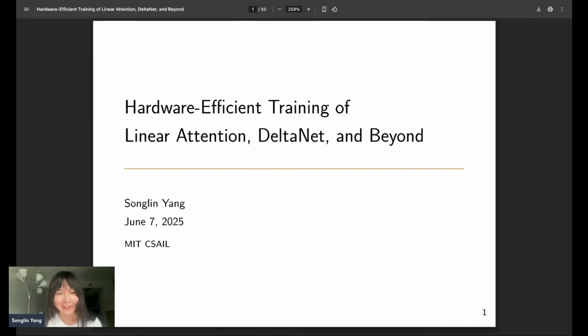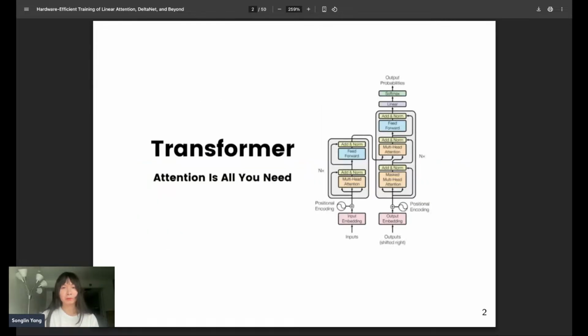Yeah, thank you for having me today. Today I'll be presenting hardware efficient training of linear attention, DeltaNet, and beyond. First off, we have the transformer, which is the workhorse of modern generative AI.